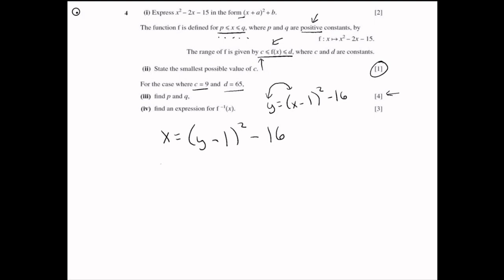We're going to add 16 on both sides. X plus 16 equals y minus 1 squared. We're going to square root both sides.